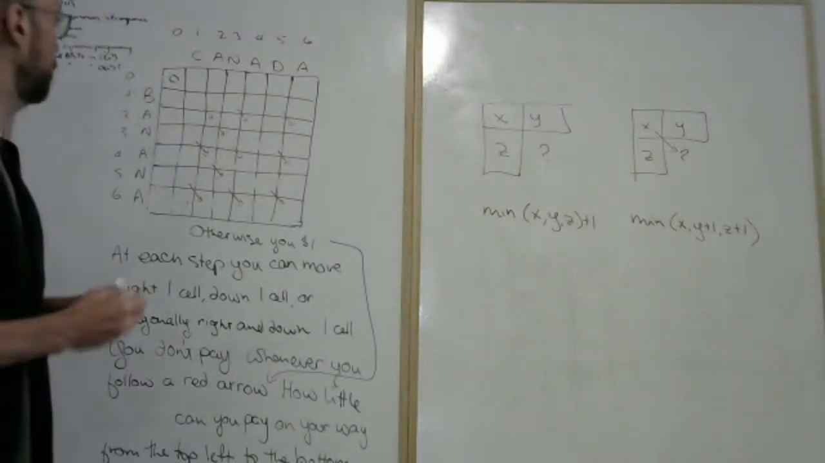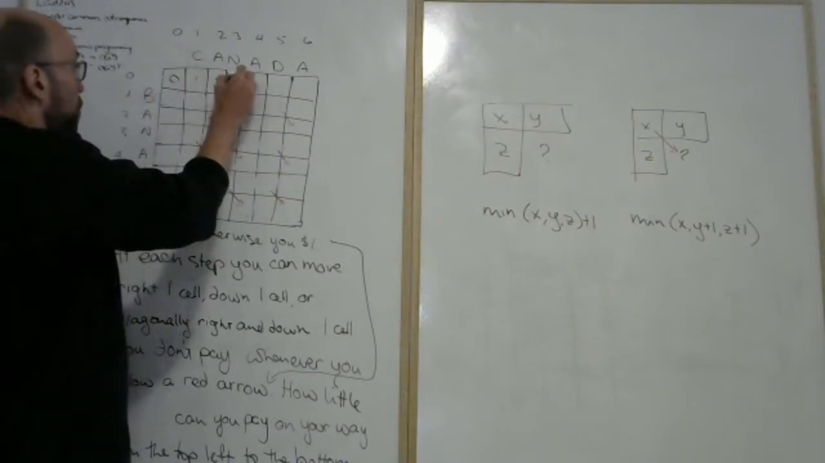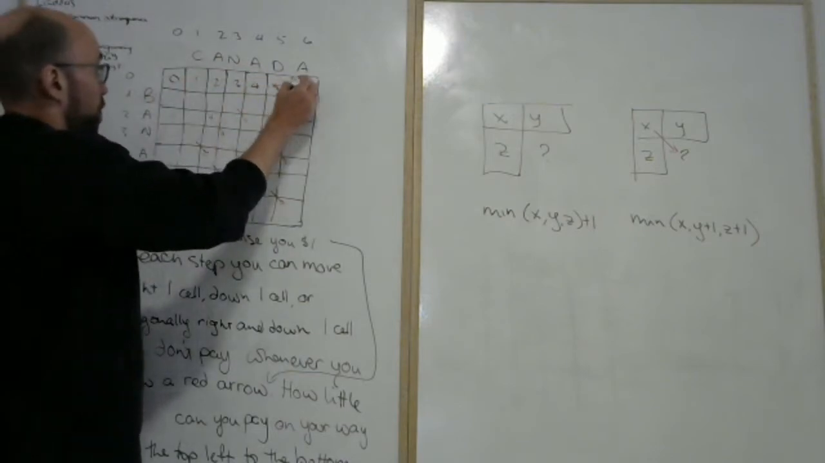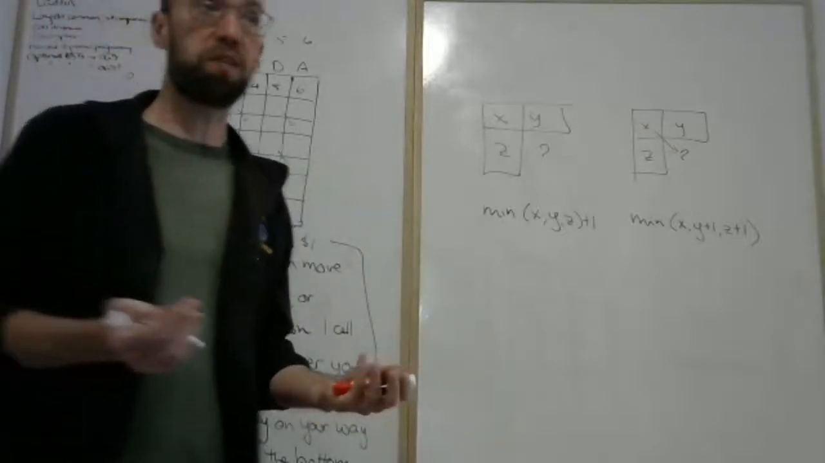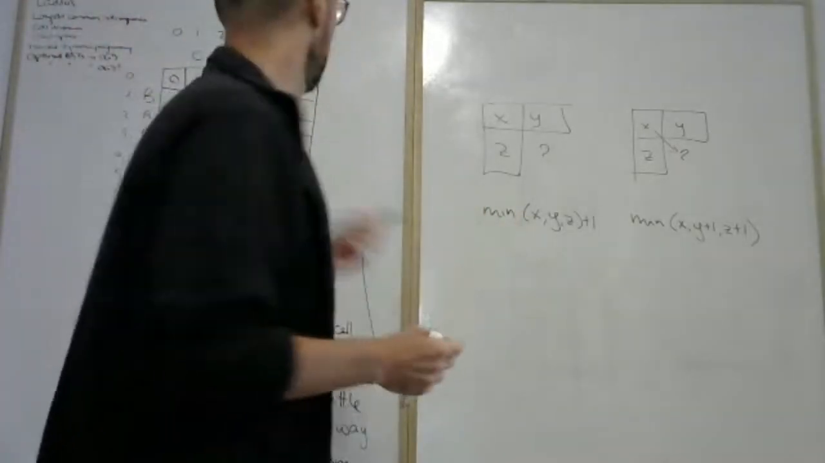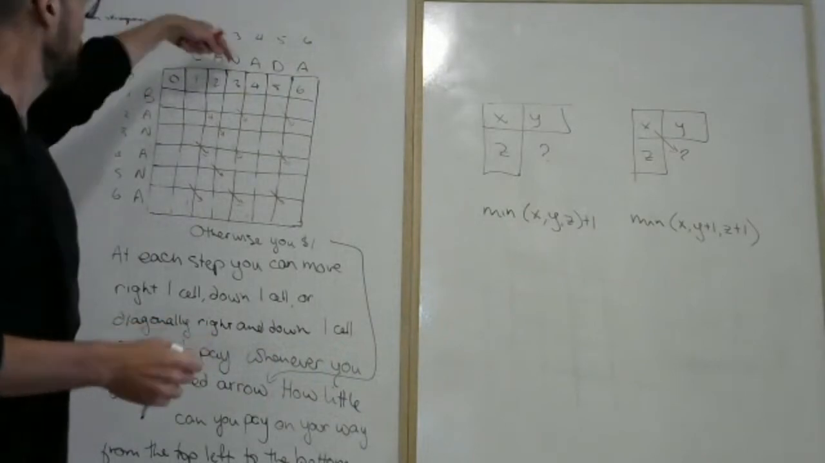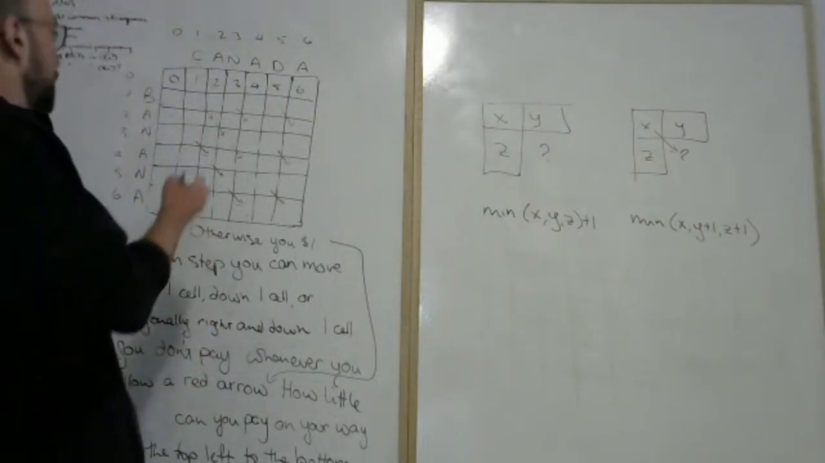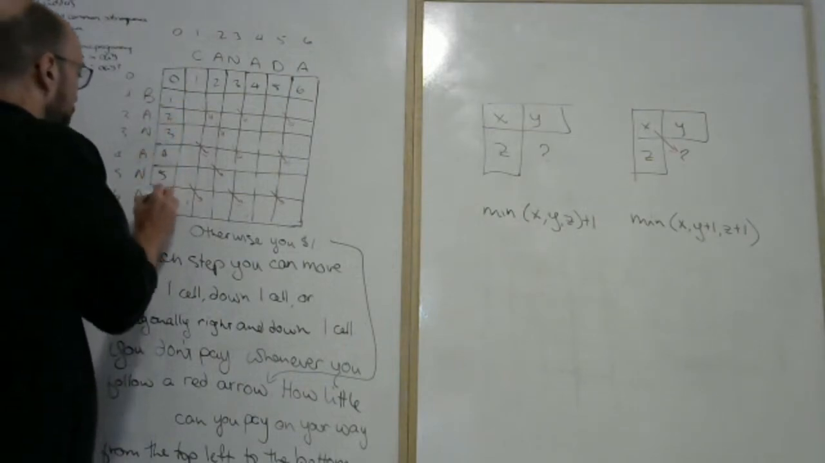So this is pretty easy. 1, 2, 3, 4, 5, 6. I don't need any recurrences to figure that out, because how many edits do I need to change the empty string into C, CA, CAN? 1, 2, 3, 4, 5, 6.